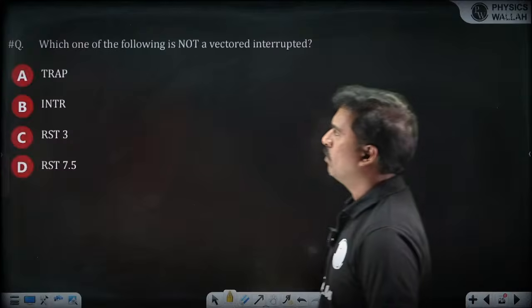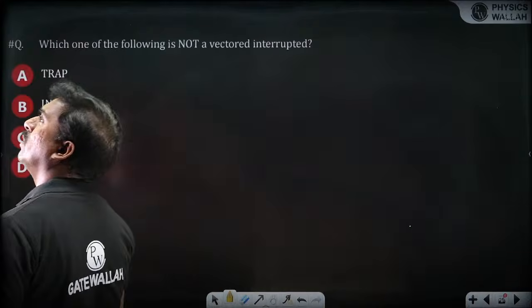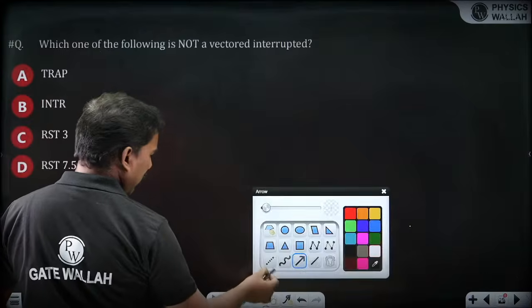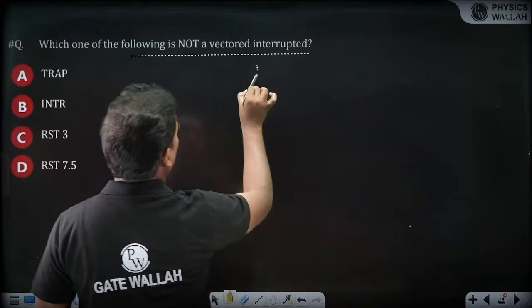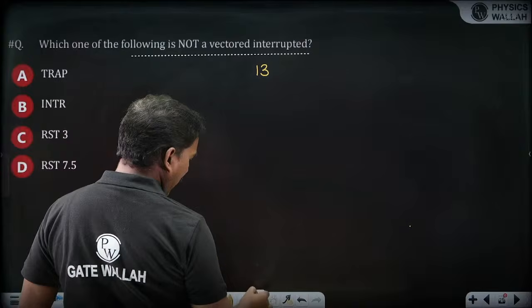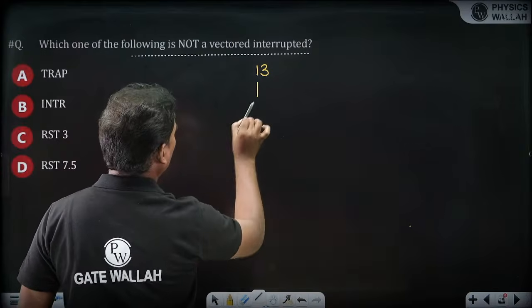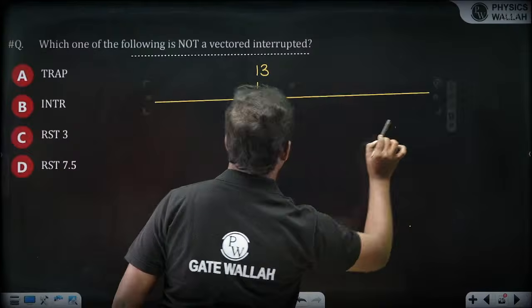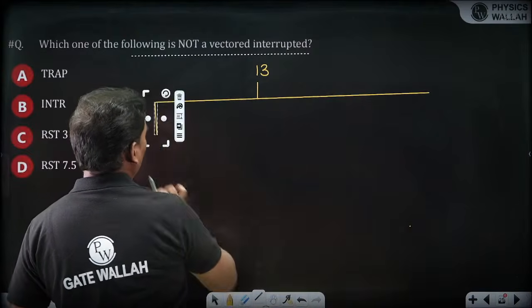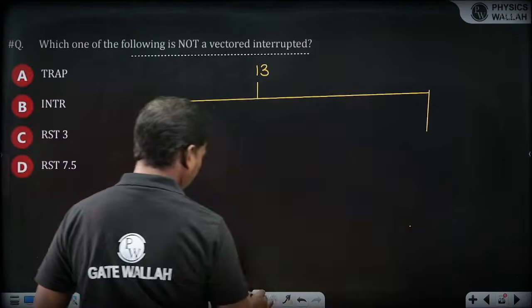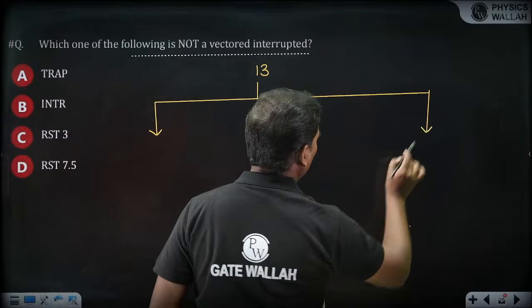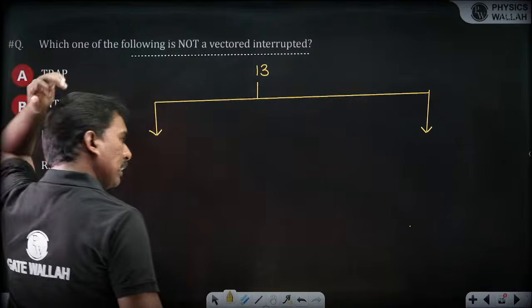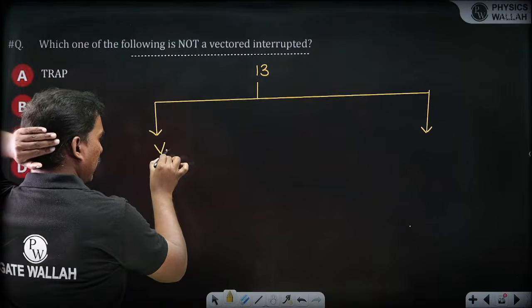This one, see, which one of the following is not a vectored interrupt is asking. So out of 13 interrupts, the classification is done like this. One is the vectored interrupts, other one is the non-vectored interrupts. So out of the 13 interrupts, I can take the vectored interrupts.